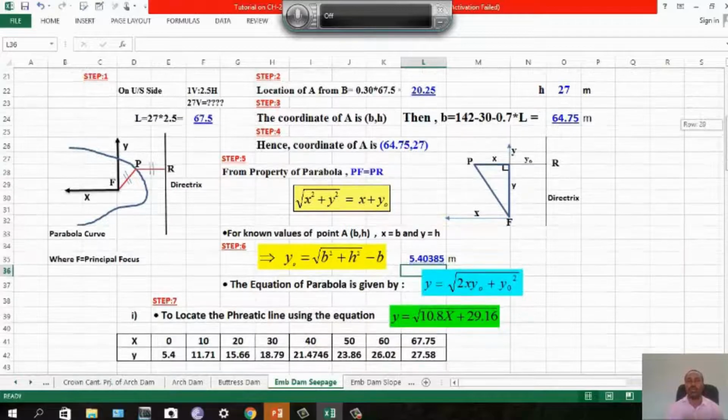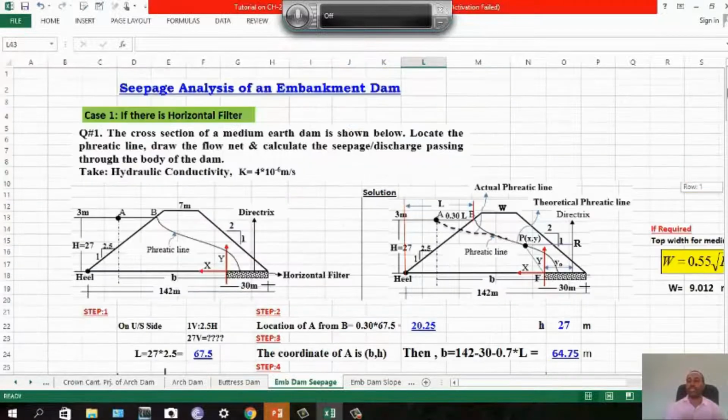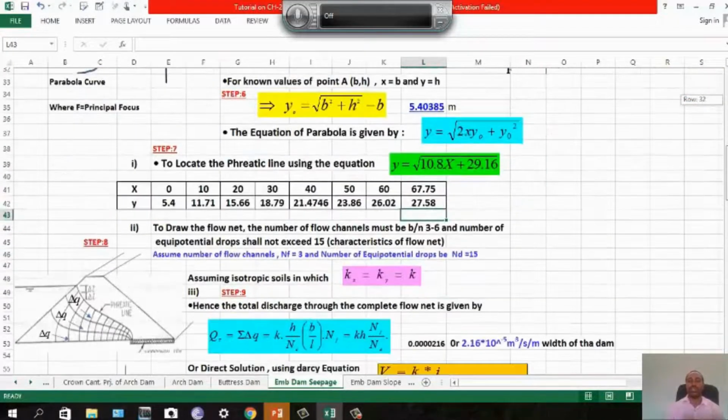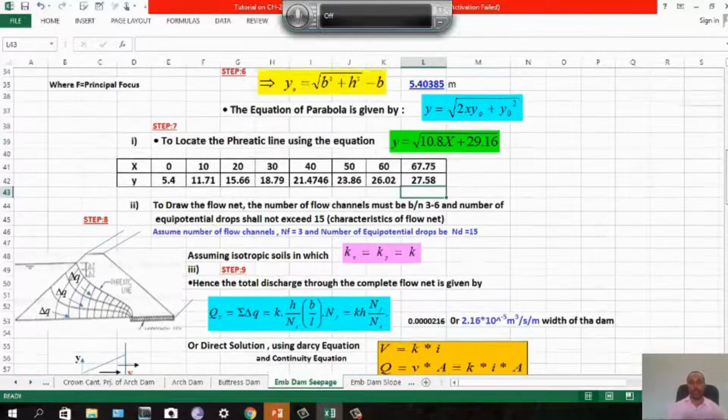Once you have this, for x equal to 0, y will be y naught, which is 5.4. Then for 10, it will proceed like that. You simply substitute into the equation. Plotting is just plotting of this parabola, which is this one. You can plot it, and then finally the phreatic line will be shown.